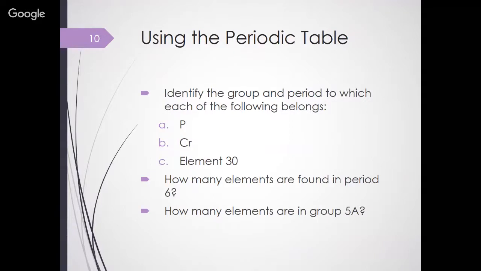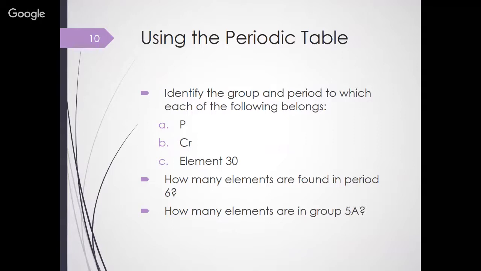So if we pull out our periodic table, which you should either have a copy of, or if you just look in the front of your book, let's identify the group and the period to which each of the following belong. So P stands for phosphorus. If you look, it is found in group 5A. It is a main group element, and it is in period 3. So row 3, column 5.